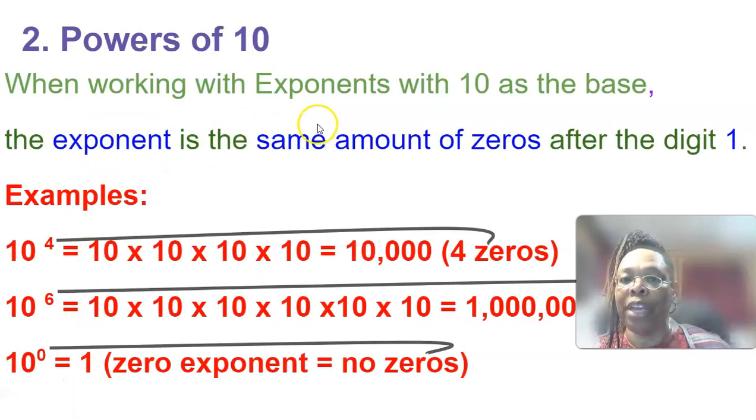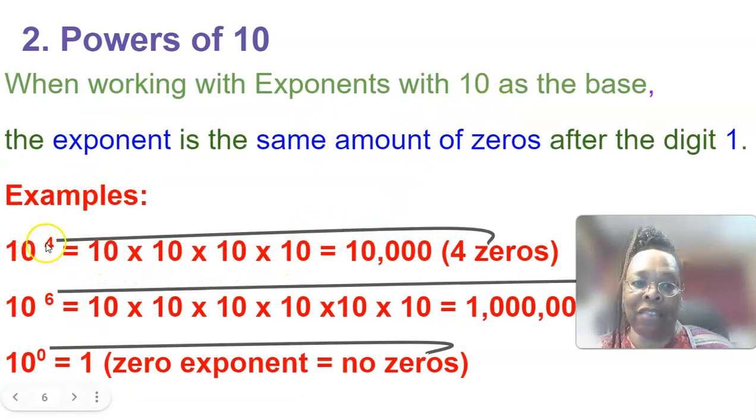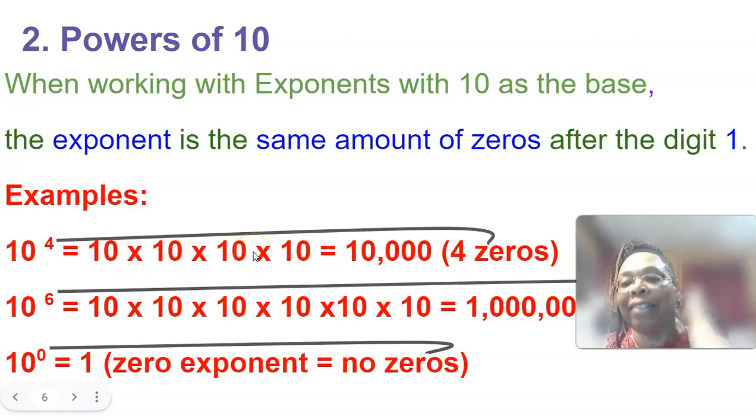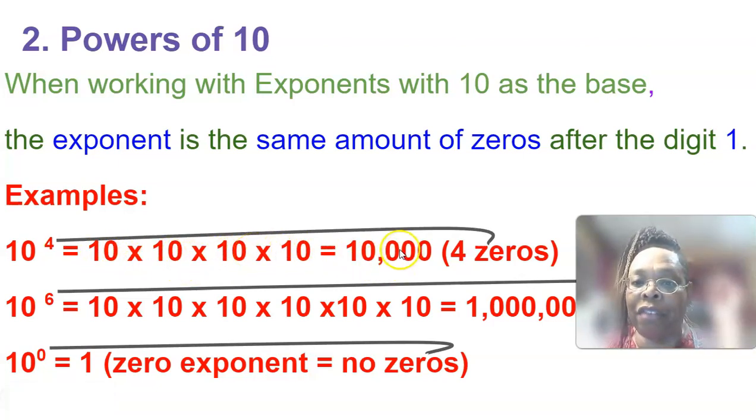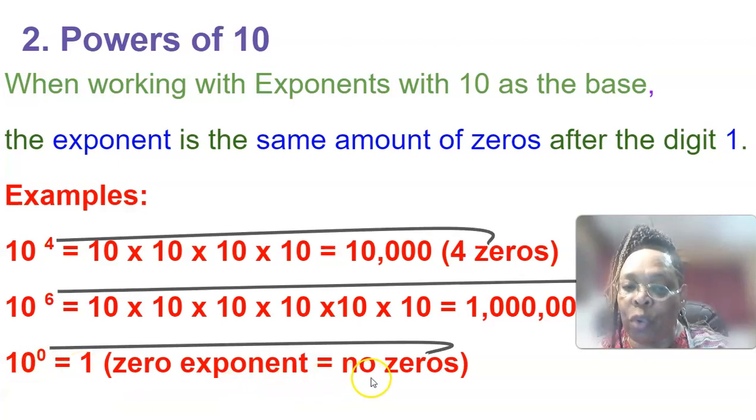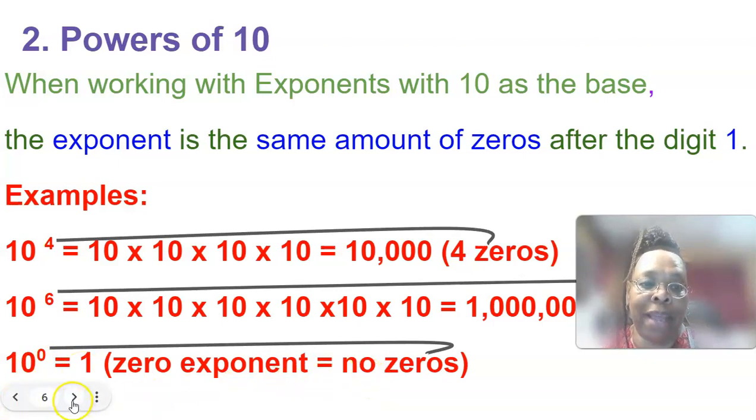So when you're working with the powers of 10, the base is 10. If it's 10 to the 4th, the expanded form is 10 times 10 times 10 times 10. Notice it's 4 tens multiplied by itself, and the number of zeros is the same as the exponent. Notice with 10 to the 0 power, it's 0 zeros. So it's no zeros.